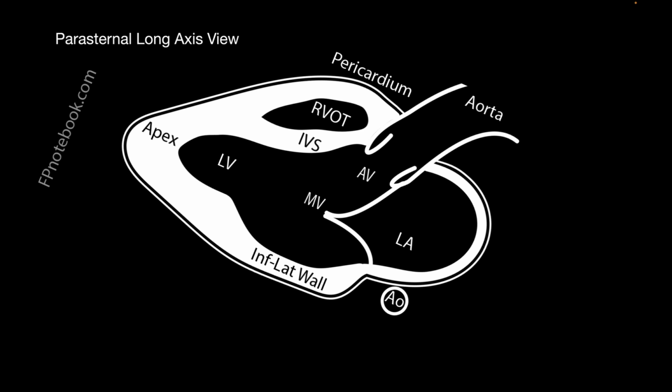You may need to fan your probe towards the apex or back towards the base. It's quite common that you cannot see all of this view in one particular window, and often you need to fan to get to the apex or fan to get down to the base. But generally, if you stick with that parasternal window and just tilt your probe a little bit, you can get most of the heart at some point.